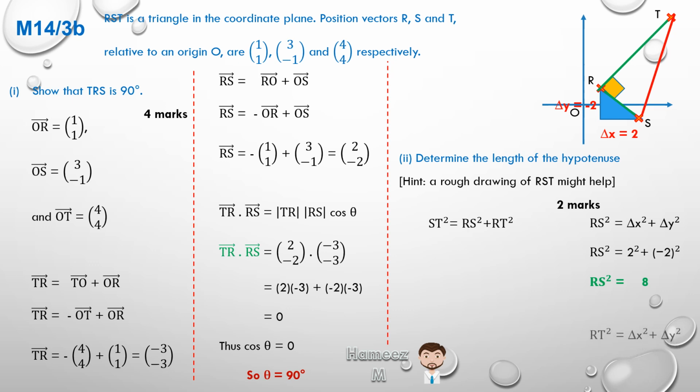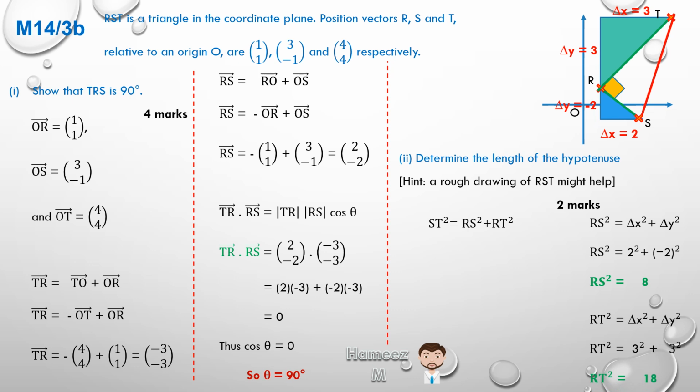So similarly, let's work out for RT squared by bringing up a green right angle triangle to move from R to T. And if we want to find the change in x, when we're moving from R to T, we're moving from 1 until 4. So delta x, the change in x, is 3. And we're moving from 1 to 4 in the y direction. So the change in y is also 3. So RT squared is equal to 3 squared plus 3 squared. 3 3s are 9 plus 9 is 18.